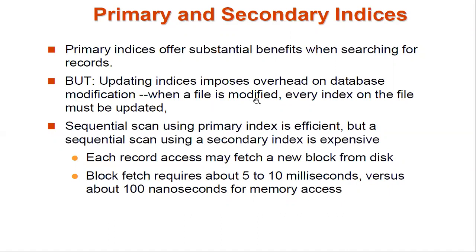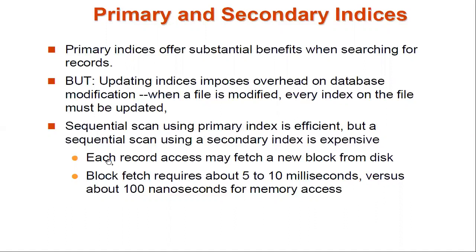Updating indices imposes overhead on database modifications. Suppose we are doing any update in the index, that imposes some manipulations and problems with the database modification. That impacts the original record file, right? So when a file is modified, every index on the file must be updated. When you modify anything in the primary index, that should be updated in the file also. That is one type of overhead we have when you use the primary index.